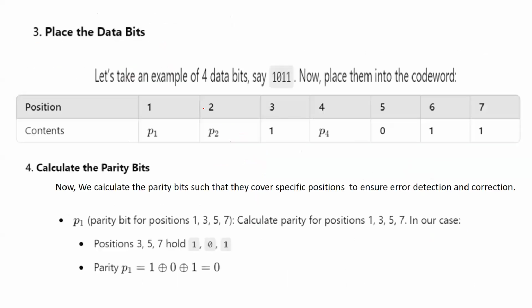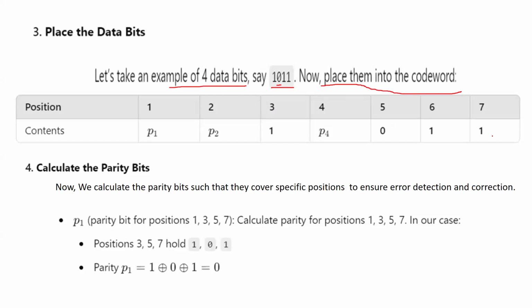Now coming to the third step: place the data bits. I have taken a small example of 4 data bits, that is 1011. Now I will place them in order. My data bits are at positions 3, 5, 6, 7. So in these positions I place 1 at position 3, 0 at position 5, 1 at position 6, and 1 at position 7.